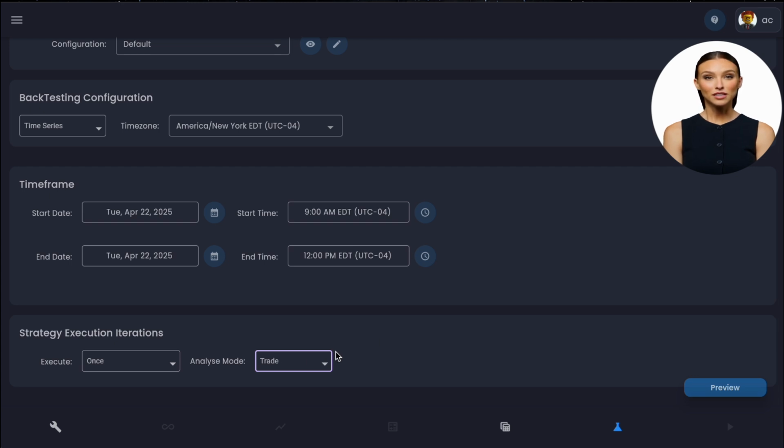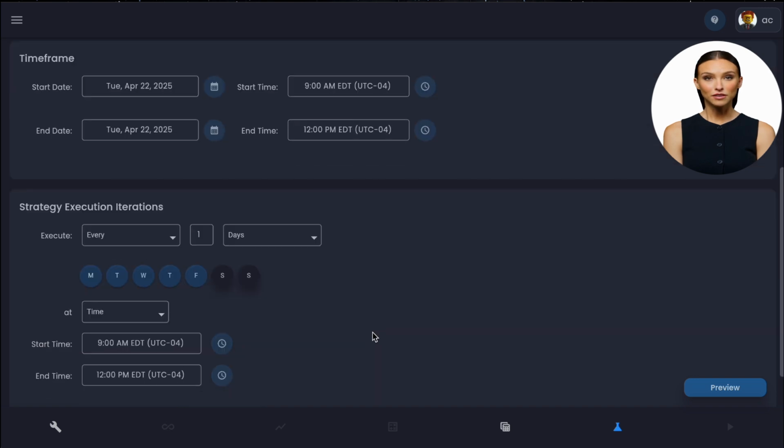The final option is no analysis, where only the final state of the strategy is captured for analysis. This is the fastest mode and is the default mode for backtesting multiple iterations. It provides summary performance results of each strategy execution iteration.